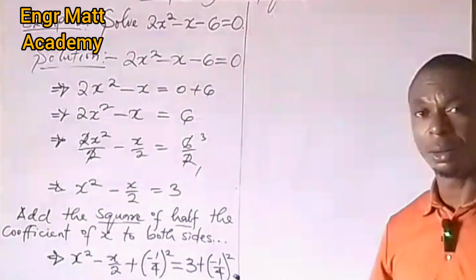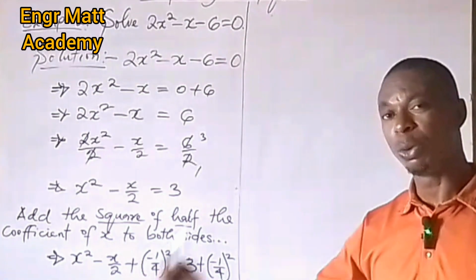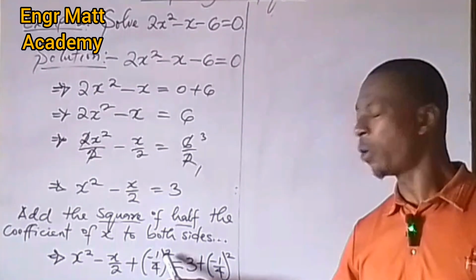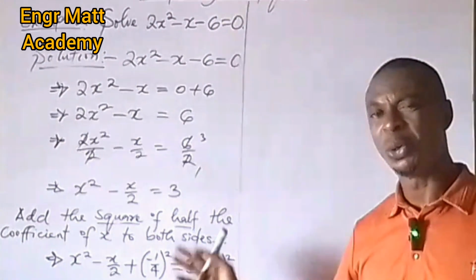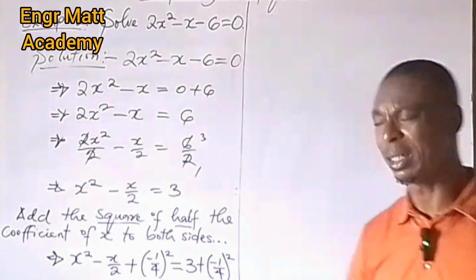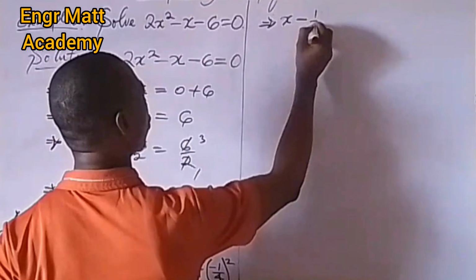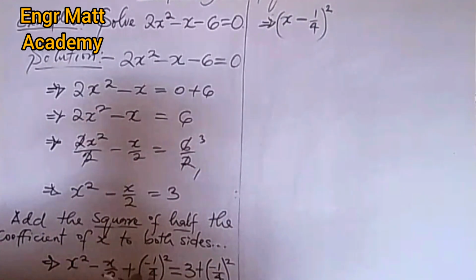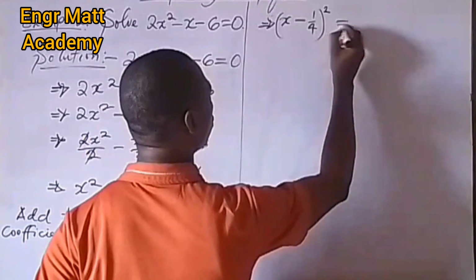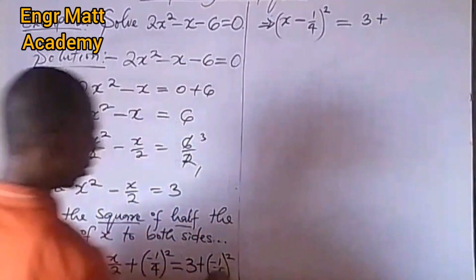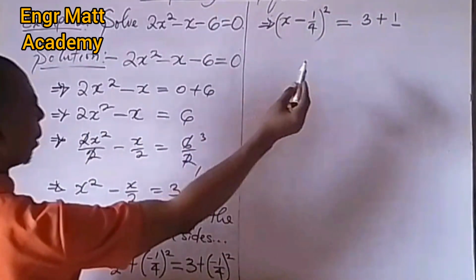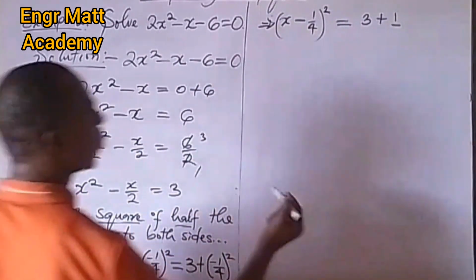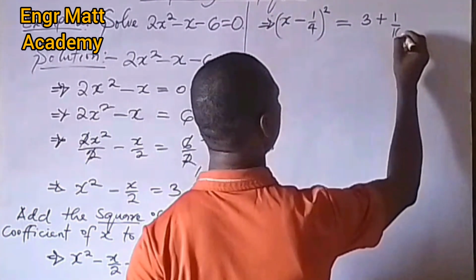If you look carefully, on the left hand side of the equation, we now have two squares. We have x squared and we have minus 1 over 4 squared. So what do we do? We bring them together. Let's do that. X minus 1 over 4 squared. That will be equal to 3 plus minus 1 squared is 1. Minus 1 times minus 1 is 1. Then 4 squared is 4 times 4, which is 16.